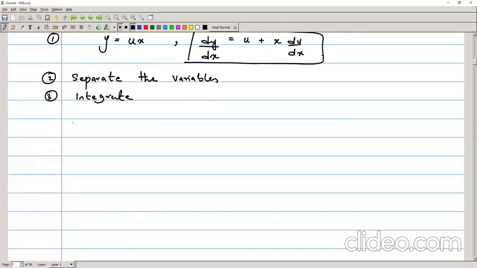Let's take an example. So question 1 is given as 2xy plus x squared dy minus 3y squared plus 2xy dx is equal to 0, right? So first of all, we will write this equation in the form of dy by dx.